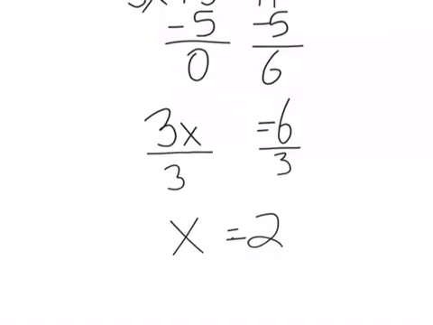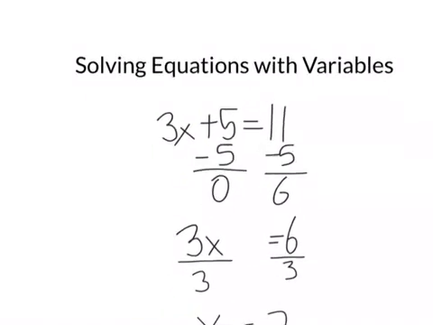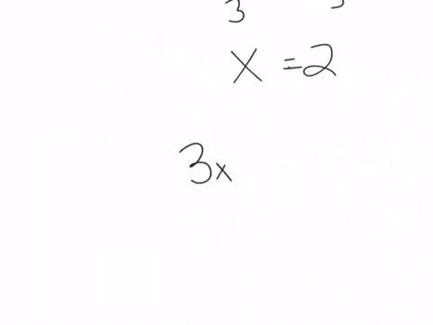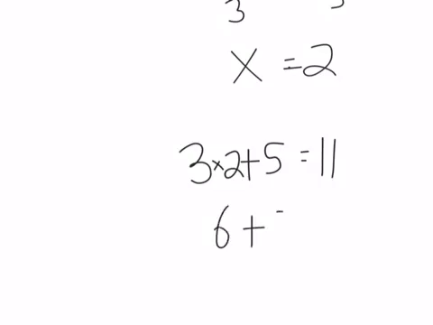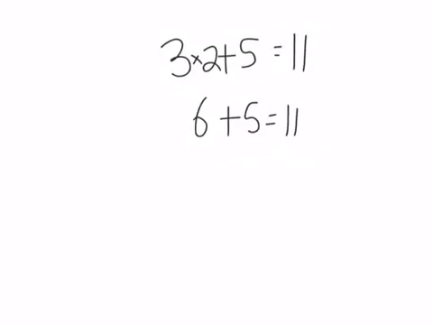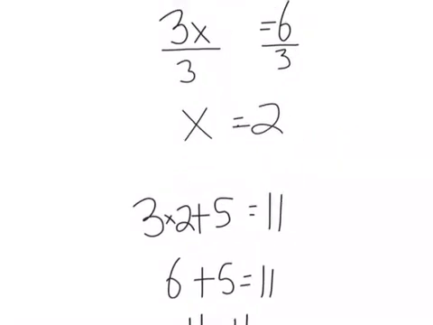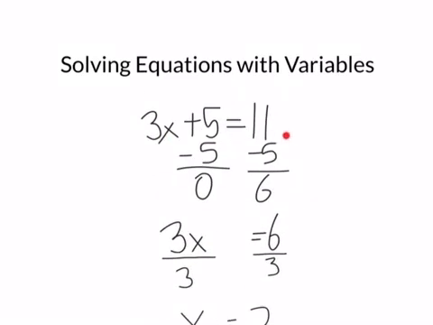To make sure we're right, we can write the equation that we had to begin with: 3x plus 5 is equal to 11. But this time, we replace the x with 2. So 3 times 2 is 6. So we have 6 plus 5 is equal to 11. Well, 6 plus 5 is equal to 11. So we found out that x is equal to 2 for this equation.